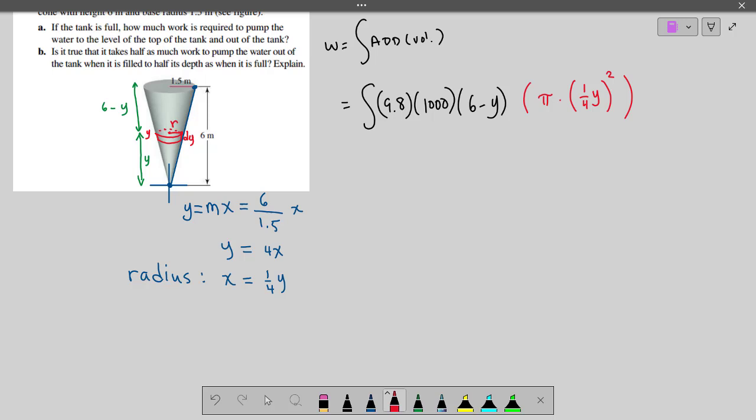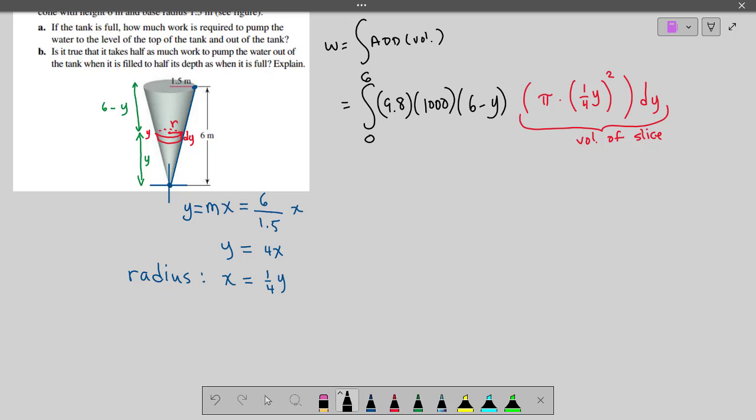So that's a cross section. That's 2 dimensions. To inflate it into a slice, we multiply by dy. Now we have the volume of a slice. So that is volume of slice. Limits of integration? 0 to 6.